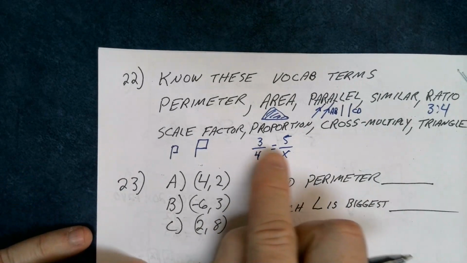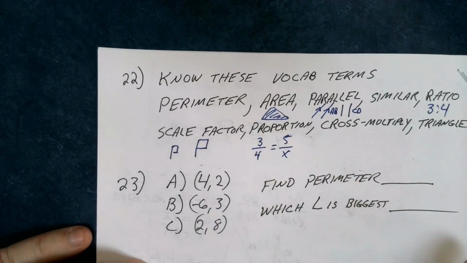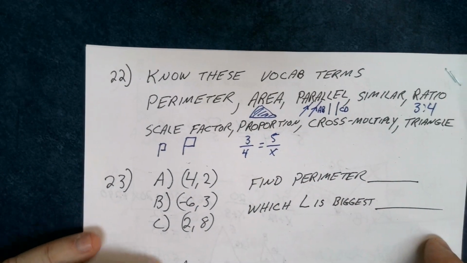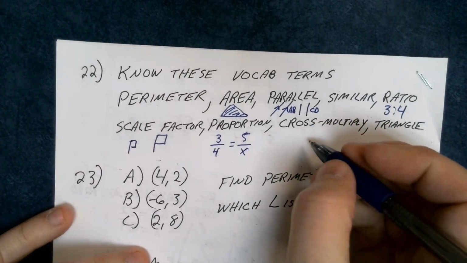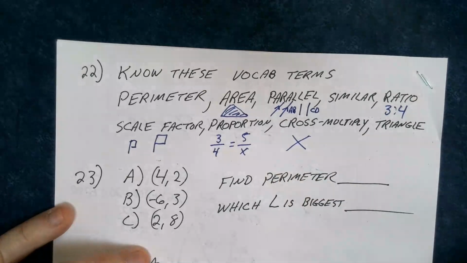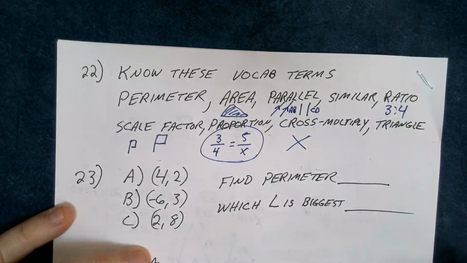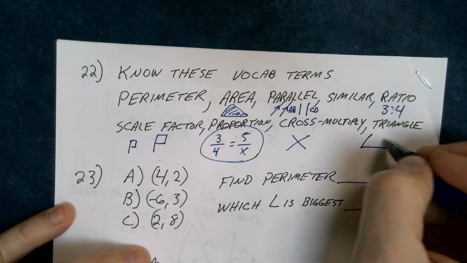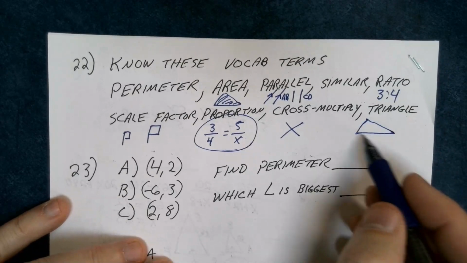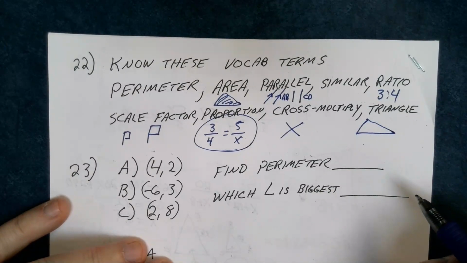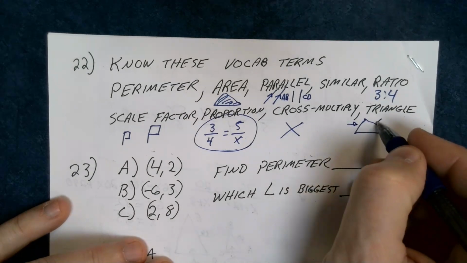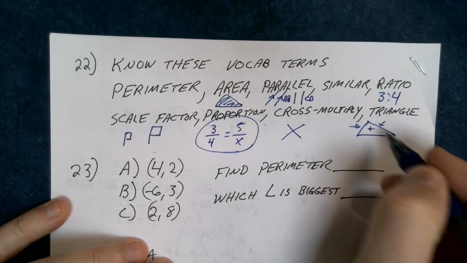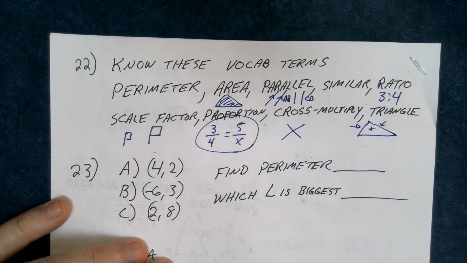Usually we solve these with similar polygons that have proportional sides. Cross multiplication is the process we use to solve a proportion. And a triangle, of course, is a three-sided shape that has all angles adding up to 180 degrees. And we know that the two smaller sides, when added together, must be longer than the longest side.